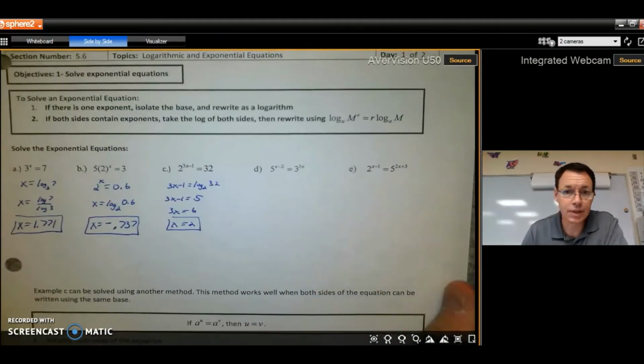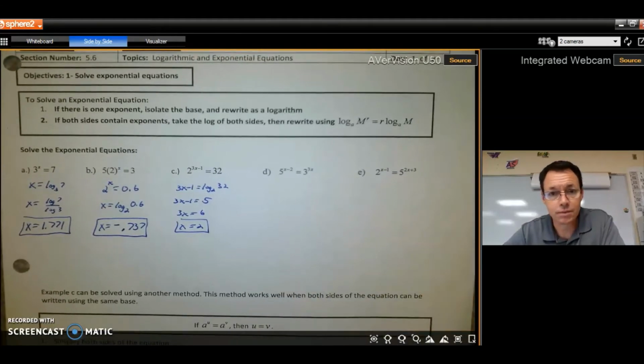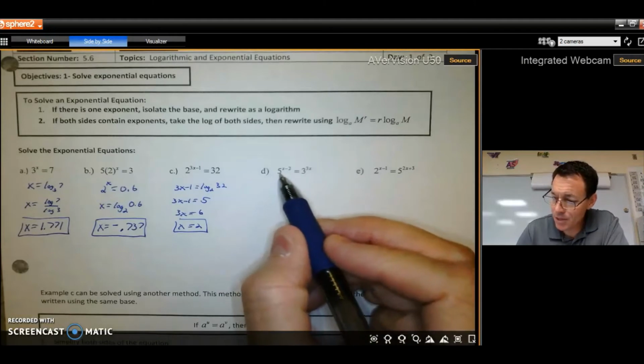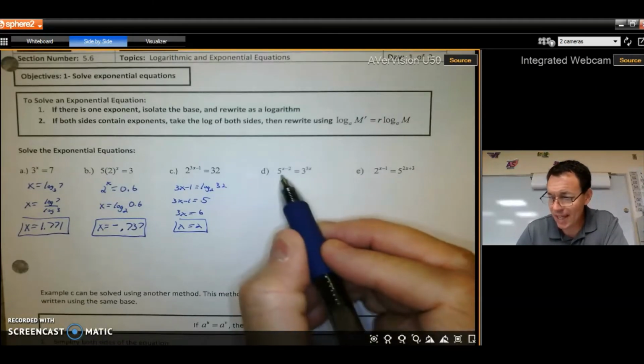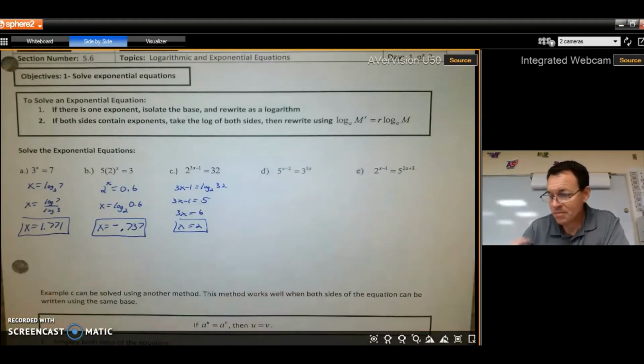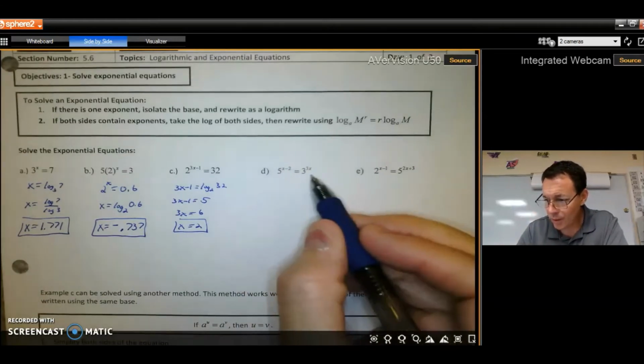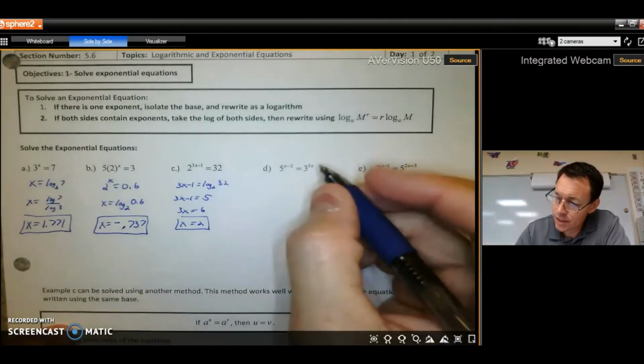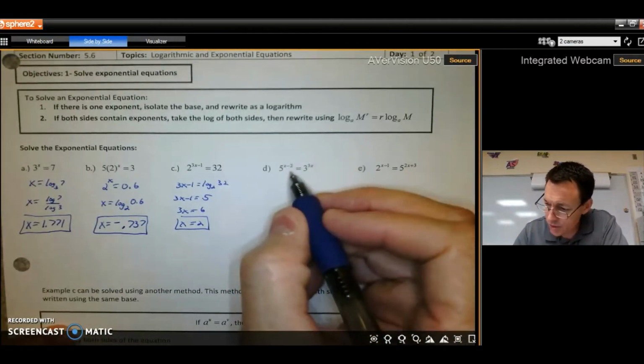These last two. Now, these are a little trickier. Okay? So prepare yourself. All right. So I've got a base to a power equals a base to a power. So I can't just rewrite this side as a log because I'm still going to have a power that I have to deal with. So instead, what we do is we're going to take the log of both sides.